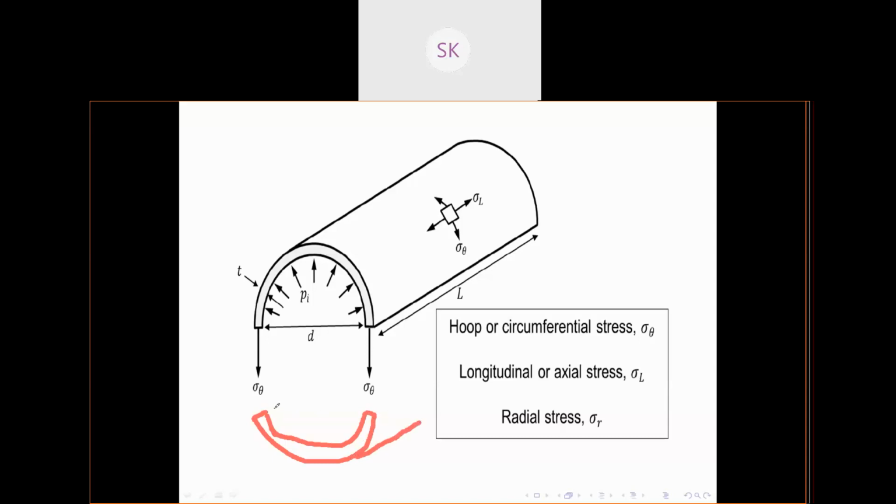This is the upper part, and this is the lower part. So your cylinder can fail in two ways. It will divide into upper and lower parts. That is also called hoop or circumferential stress.